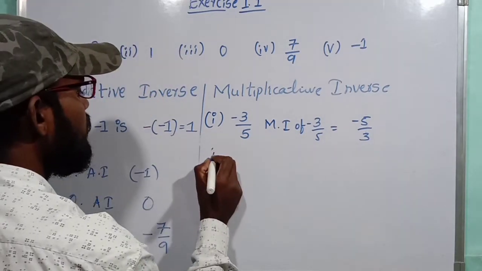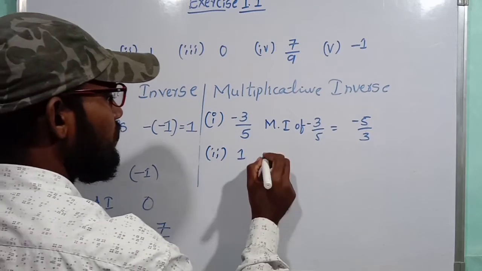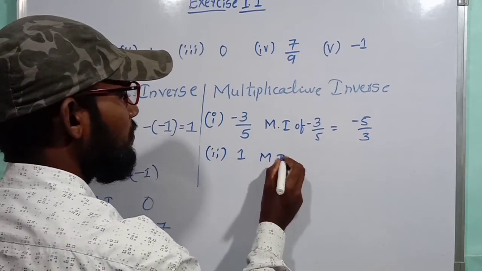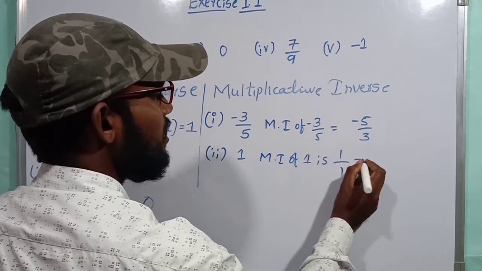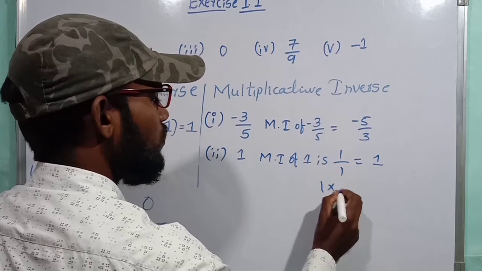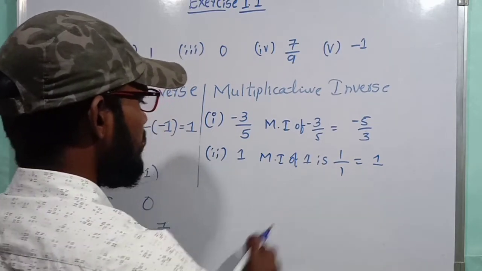Now what is the multiplicative inverse of 1? So 1 by 1, what do we get? Multiplicative inverse of 1 is 1 by 1, that is equal to 1. 1 into 1 is 1. Everyone clear? So this is the multiplicative inverse of 1.